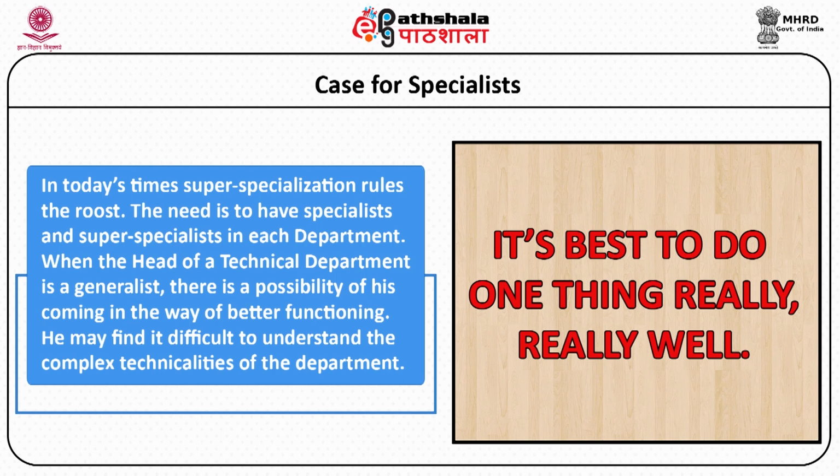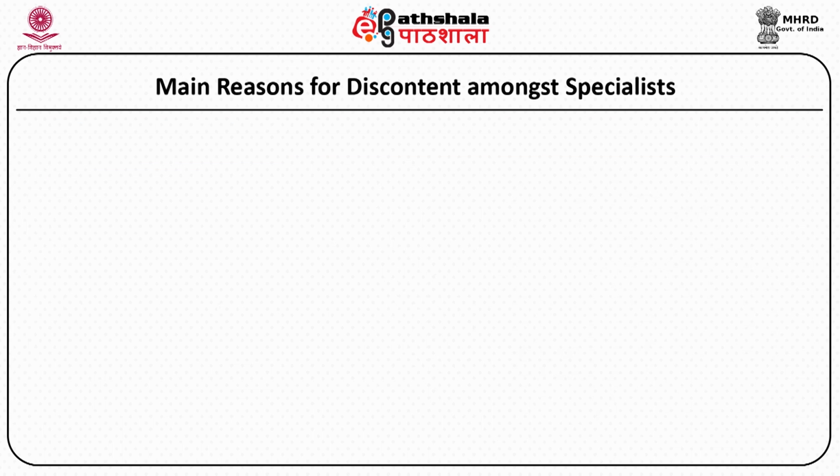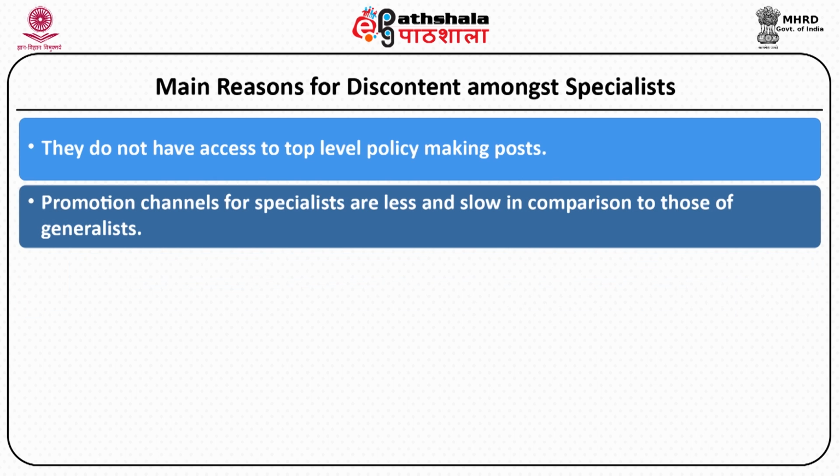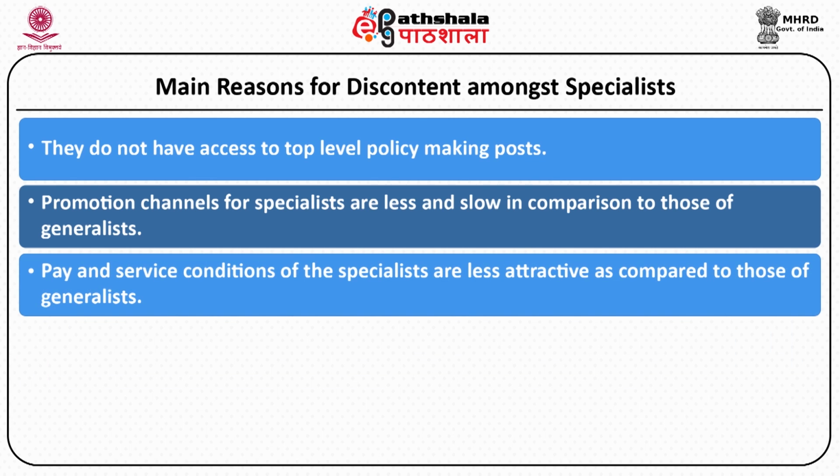Now friends, up to this point we have seen what is the case for the generalist and what is the case for the specialist. There are scholars who are favoring generalist system of administration, there are scholars who are favoring specialist system of administration. But there is no second thought about the fact that specialists have discontentment against the generalists. The main points of discontentment are that the specialists feel that they don't have access to top level policy making positions. Their promotion channels are very limited and they are restricted by the generalist. Their pay and service conditions are not very attractive in comparison to the generalist administrators.